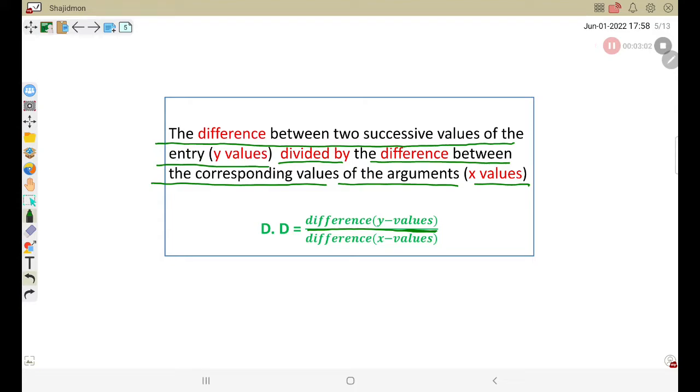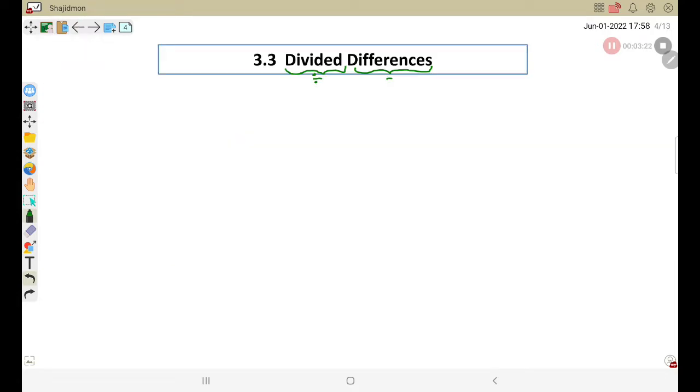So what we are doing: the difference between two successive values of y, second y number minus first y number, divided by difference of x value, second x number minus first x number. That number we are calling divided difference. A simple example I can show you of the divided difference here.